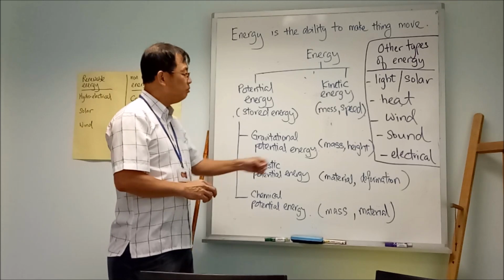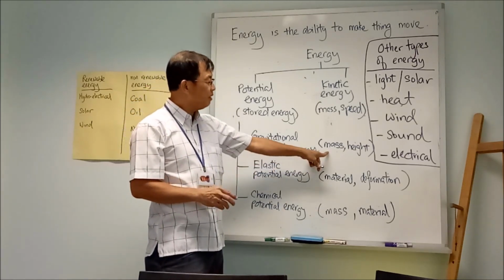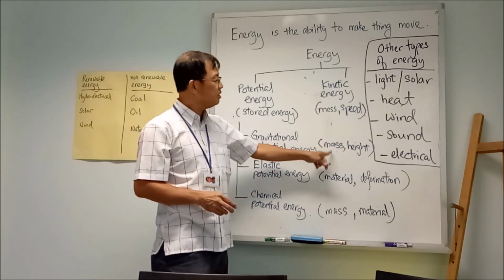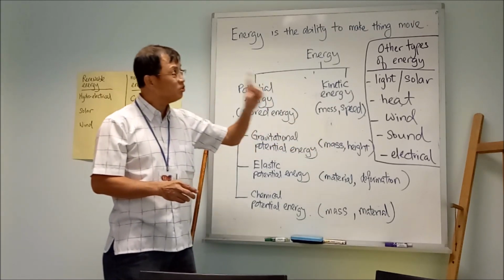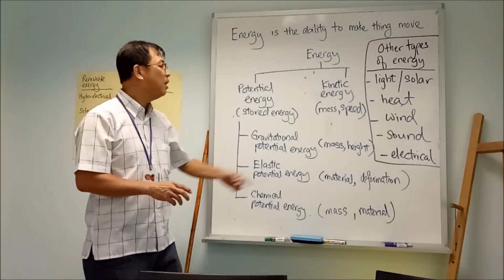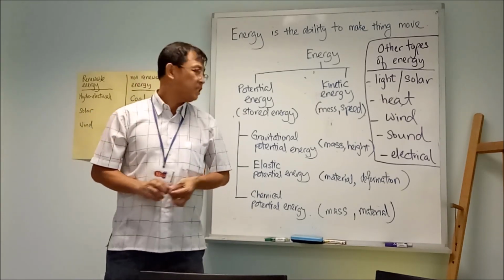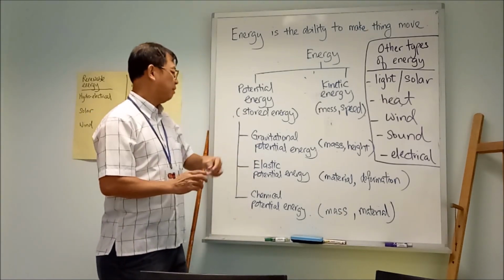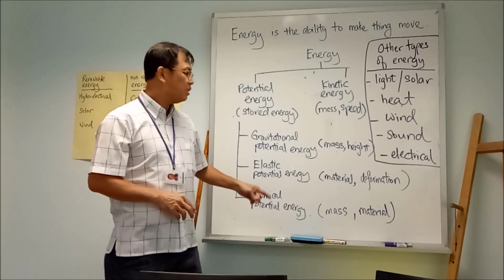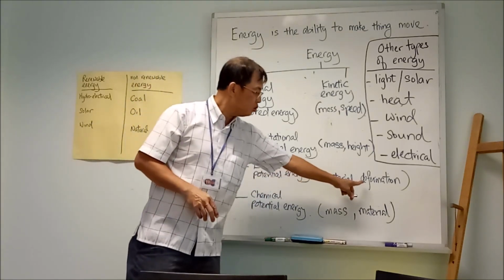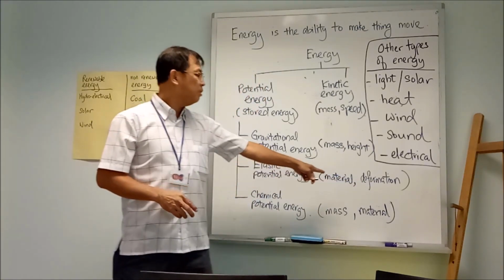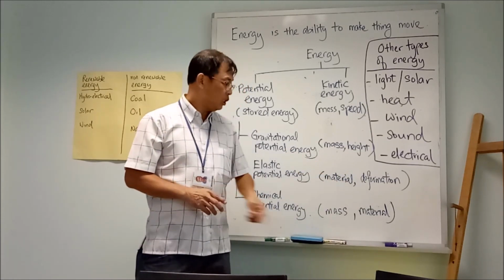Gravitational potential energy is affected by the mass and height. As the mass increases, gravitational potential energy increases, whereas as the height increases, gravitational potential energy increases. Now we go to elastic potential energy. Elastic potential energy is affected by these two: the material and the amount of deformation.